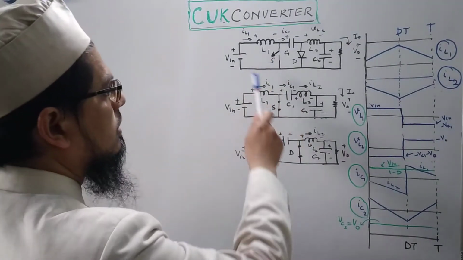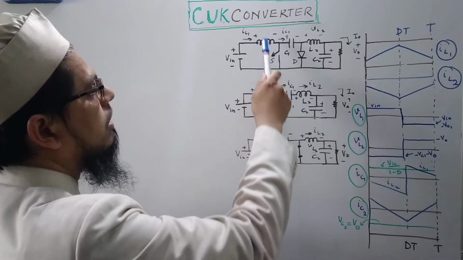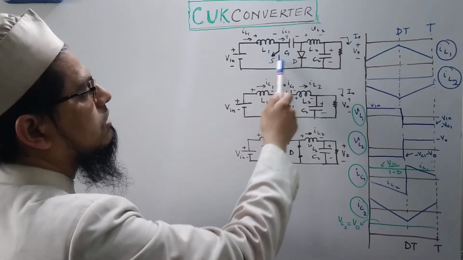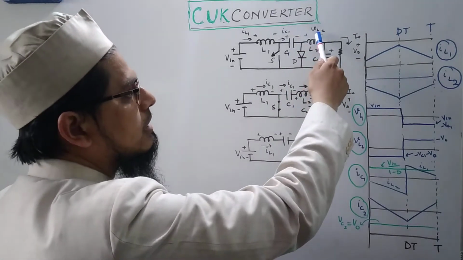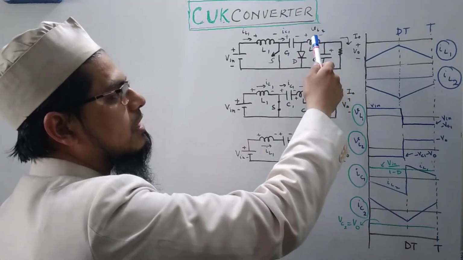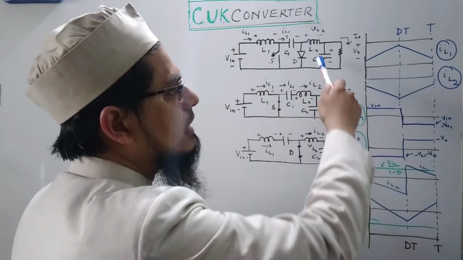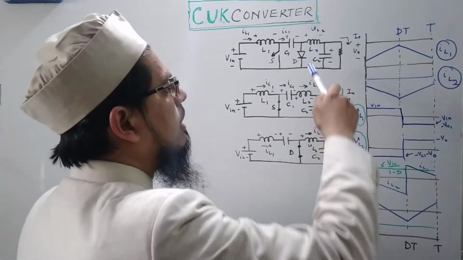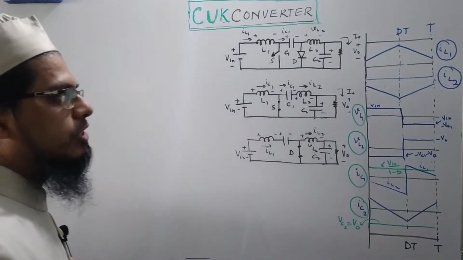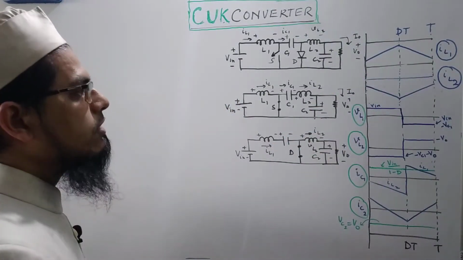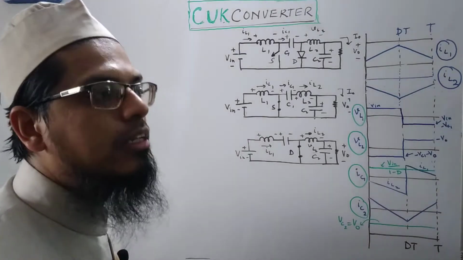So this is the circuit. It consists of an inductor, and this is a switch, and we have this capacitor, as I told you. These inductors and capacitors are basically to smoothen out the current and voltage ripple respectively, and this is the load that is connected at the output. So let us try to analyze it.